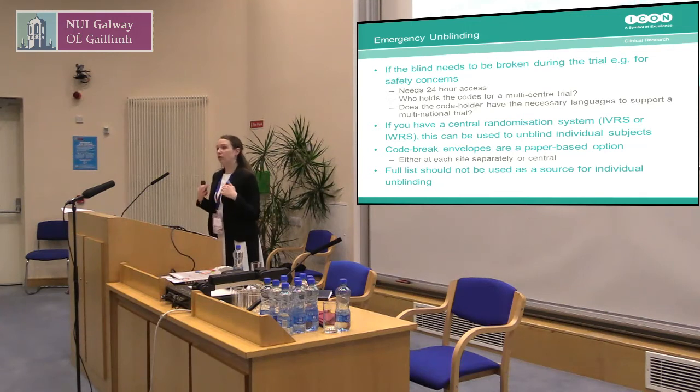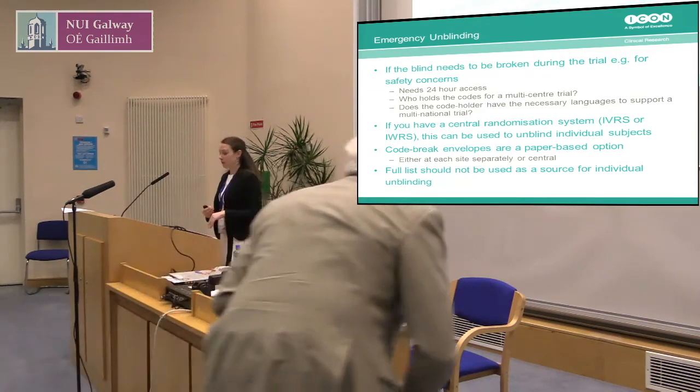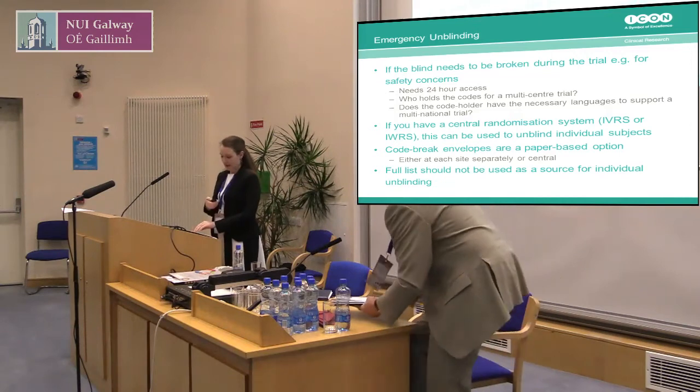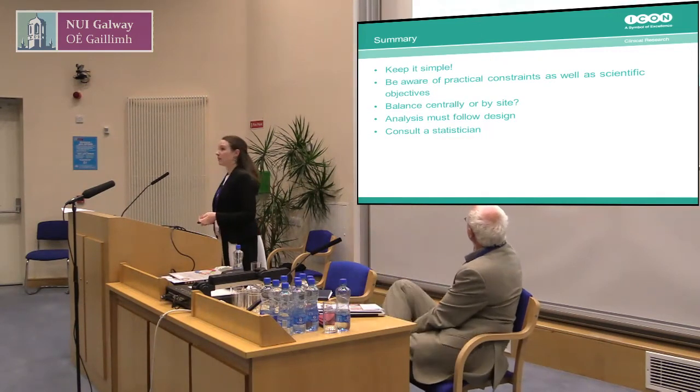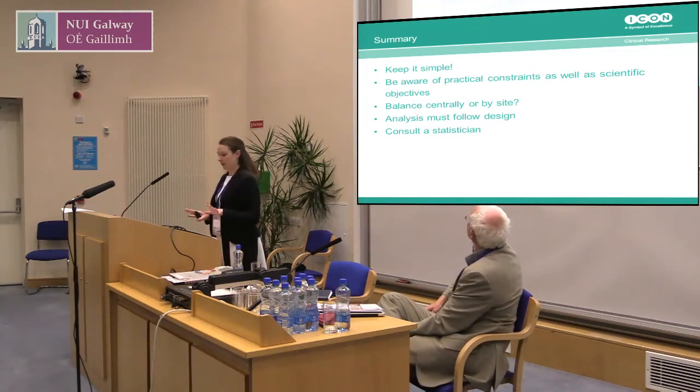Importantly, don't use a full list of unblinded subjects as a way of emergency unblinding. Once a subject is unblinded to the conductors of the trial, that subject needs to be removed, and at that point, you don't want to accidentally remove any other subjects by unblinding them unnecessarily. So in summary, keep it simple.